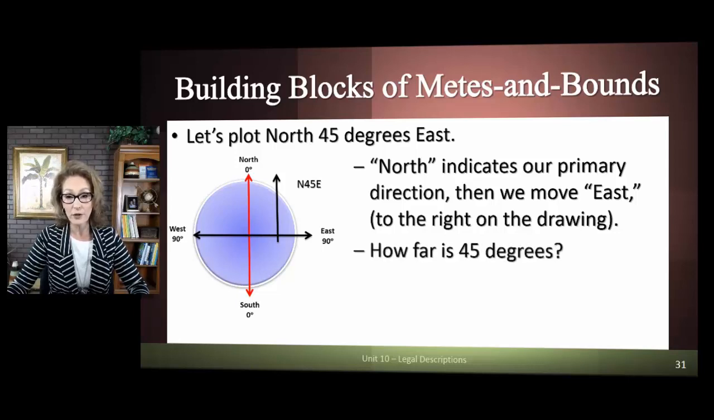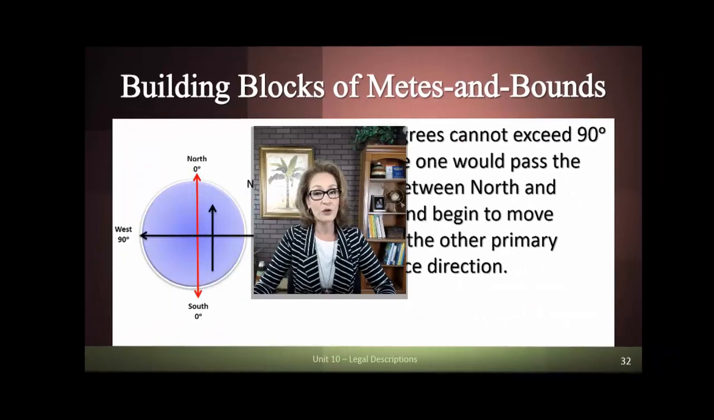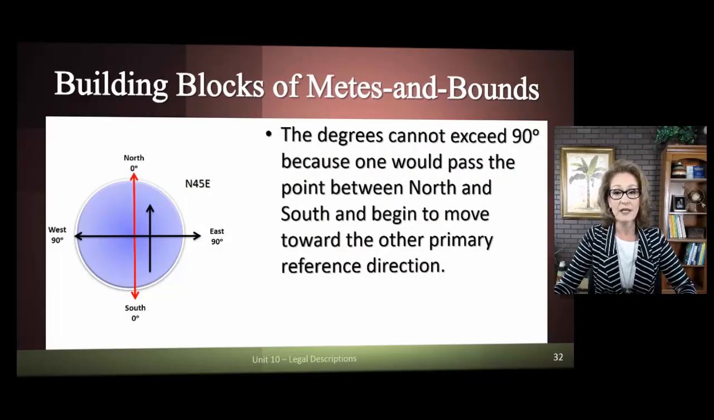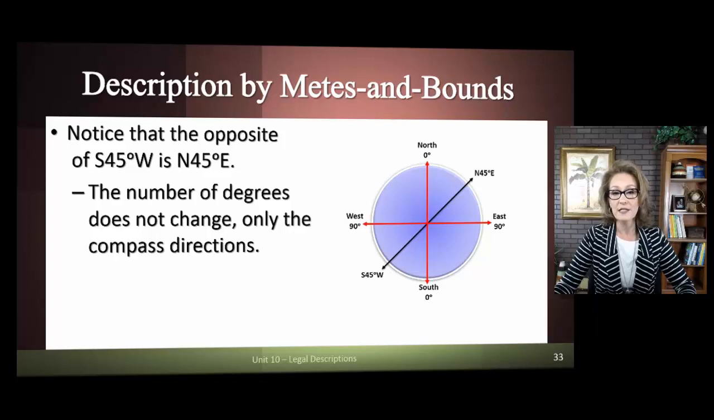How far is 45 degrees? 45 degrees is halfway between 0 due north and 90 degrees due east. The degrees cannot exceed 90 degrees because one would pass the point between north and south and begin to move toward another primary reference direction. Notice that the opposite of south 45 degrees west is north 45 degrees east. The number of degrees does not change, only the compass directions.